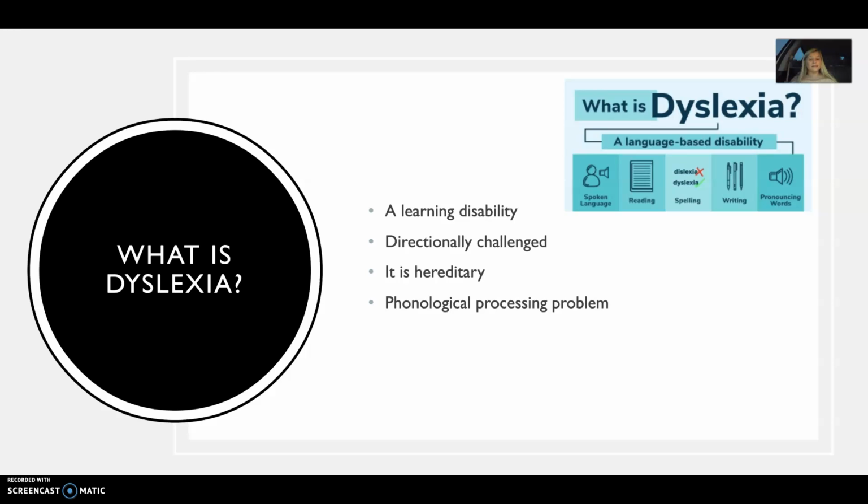A student with dyslexia is directionally challenged, so this can really affect the instructional process in a classroom. It is hereditary, so if the student is dyslexic, that possibly means that their father or mother or another grandparent is dyslexic. Lastly, it is a phonological processing problem. This is where the phonological and phonemic awareness will come into play for the student.